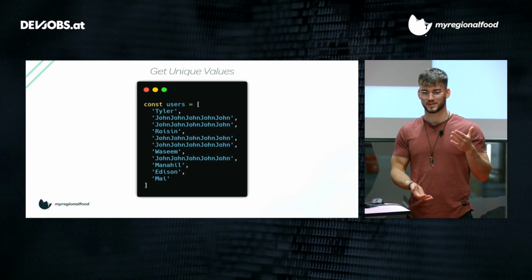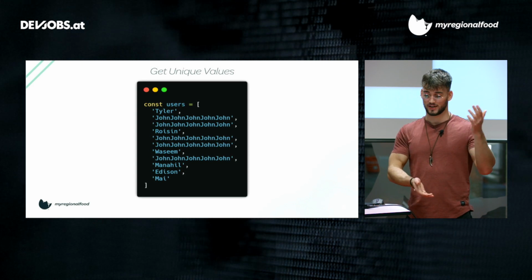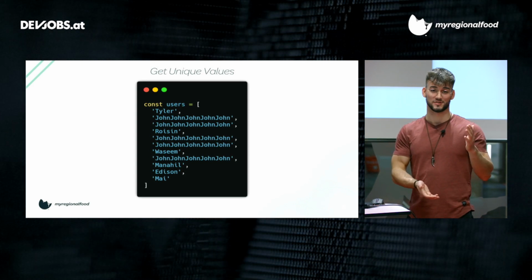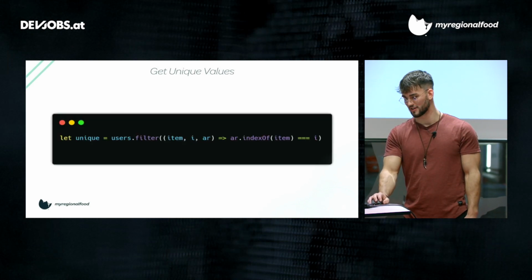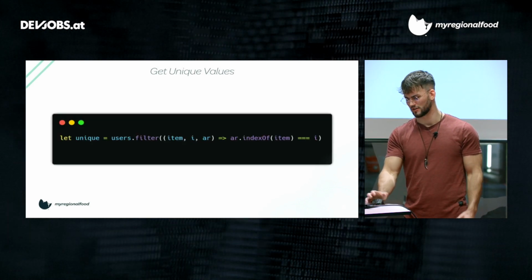And the last tip, which is also pretty nice: you have an array, which is maybe pretty huge, which is users, and you have a lot of values in it. Now you want to only have unique values in it, so there's not a lot of John in there. So what you can do is either go to Stack Overflow and copy some code, and you don't quite know what it does, but it works.